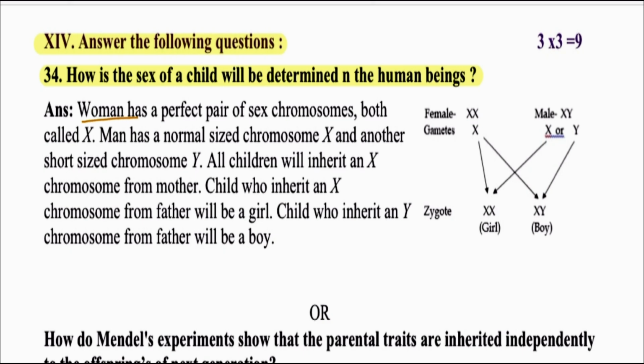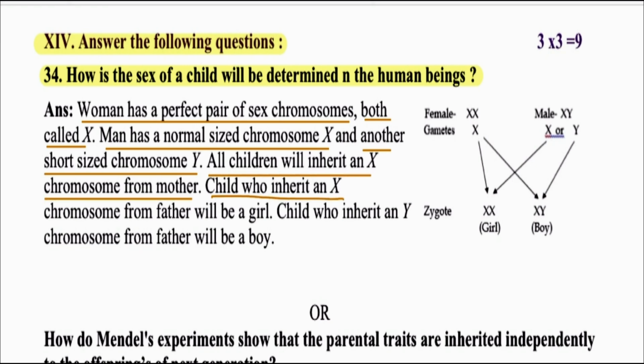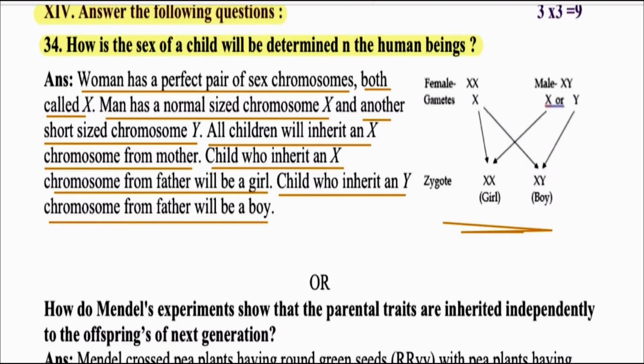Answer. Woman has a perfect pair of sex chromosomes, both called X. Man has a normal sized chromosome X and another short sized chromosome Y. All children will inherit an X chromosome from mother. A child who inherits an X chromosome from father will be a girl, and a child who inherits a Y chromosome from father will be a boy. You can refer to this for a simple explanation.